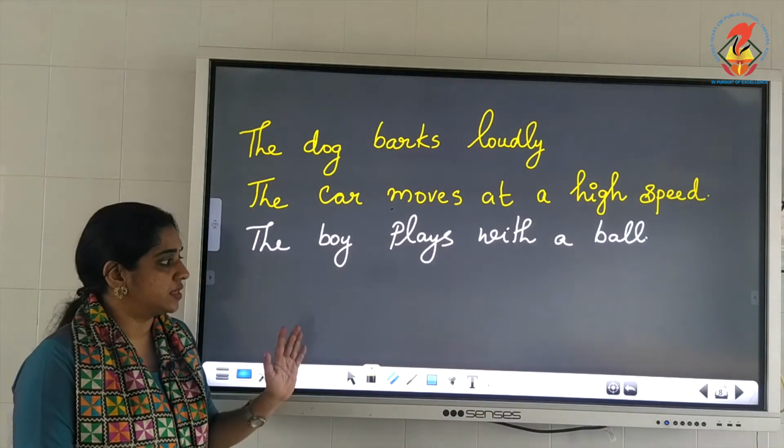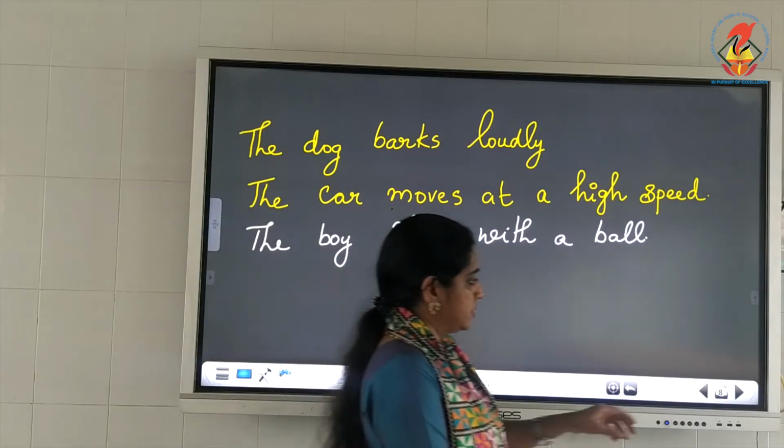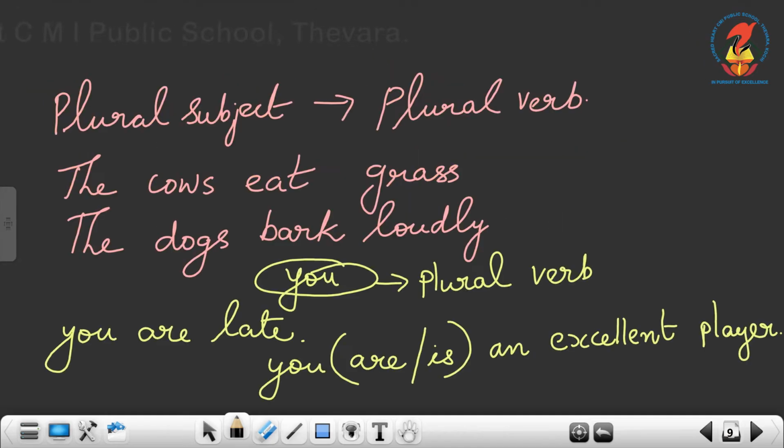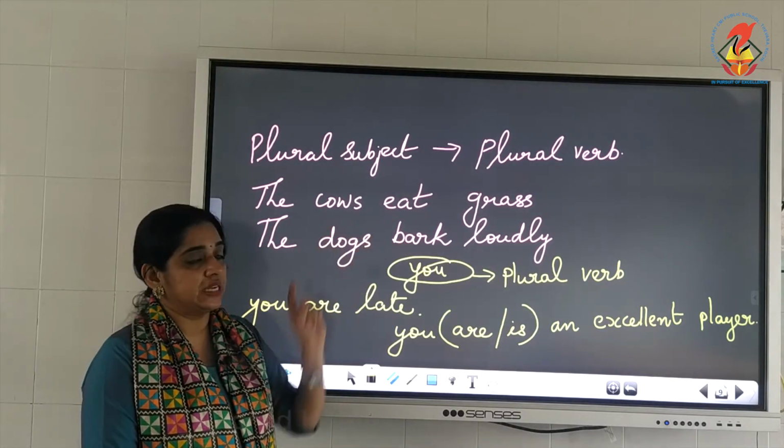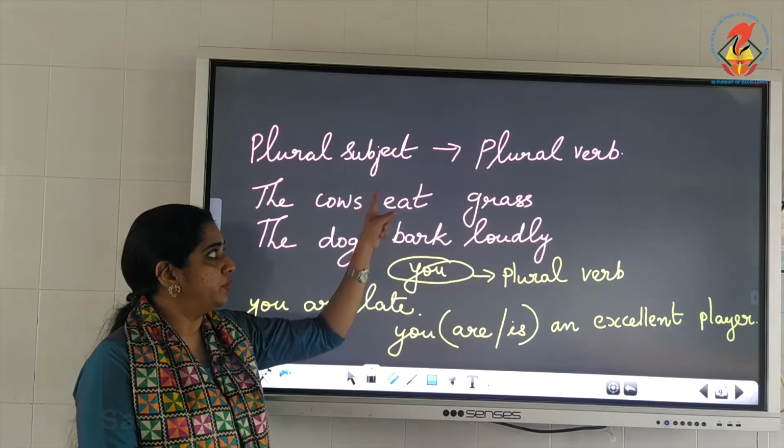Okay, so this is the first rule of verbs singular and plurals. Now, if the subject is plural, how can you write? Let's see the other example. The cows eat grass. You see here the word the cows is plural. Plural means what? More than one. That is plural. So, the cows eat. I am using the plural verb eat.